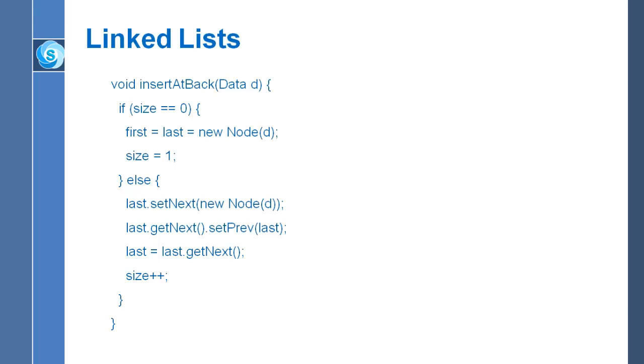Well, of course, it uses a node constructor. You can find the code for the node constructor elsewhere, and you'll see that all this does is copy whatever's in D into the data part of the node, and set both of the pointers to null. So the next and the prev pointers for this new node will initially be null.